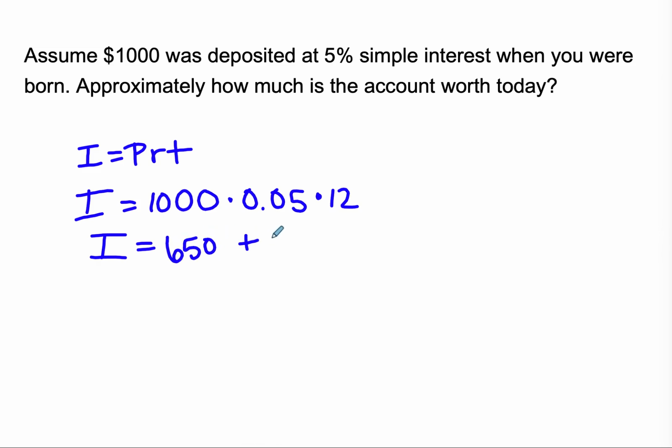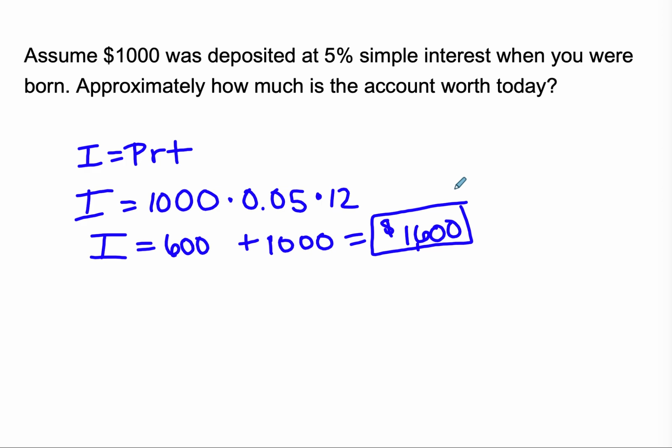Then we would have to add it. Whoops, I said 600 and then I wrote $650. What am I doing? Okay, 600 plus what the account started with. So if you are 12, your account would have $1,600 in it. If you were 11 or you were 13, then you would do the same thing, but you would multiply by whatever number you are there for your age.